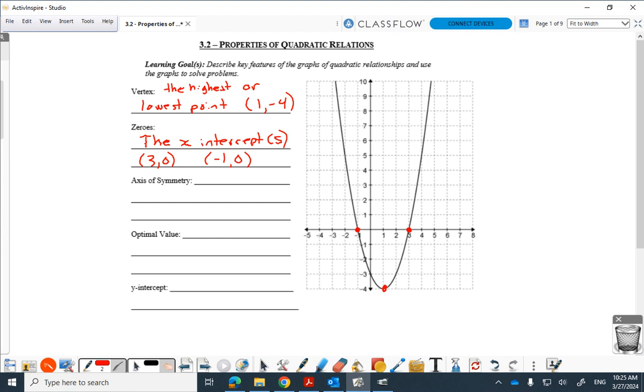Axis of symmetry. I like this phrase. The center line. All parabolas have a center line. They have an axis of symmetry right down the middle that divides this thing in half, and they're symmetrical about that. Here comes the axis of symmetry. We usually do it as a dotted line because technically it's an imaginary line. It's not really on the graph. We're just using that line to break it in half.